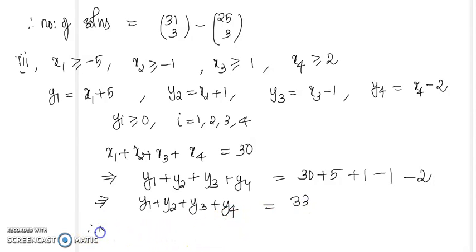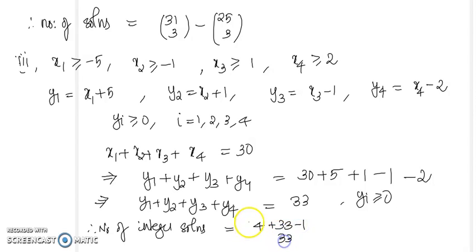So therefore the number of integer solutions will be equal to n plus r minus 1 C r, so that is 4 plus 33 minus 1 C 33, so that is 36 C 33, so that is 36 C 3. So that is the required number of integer solutions.